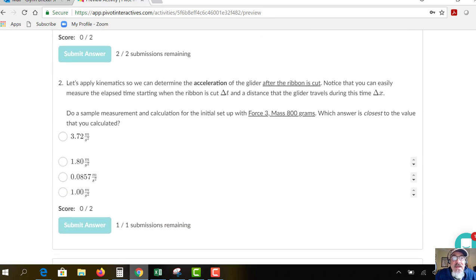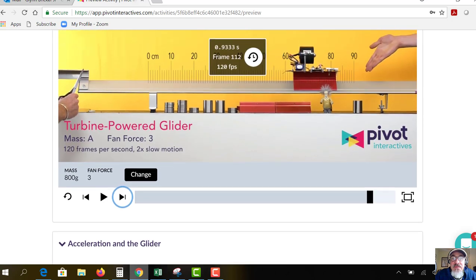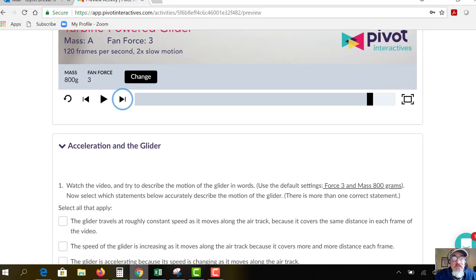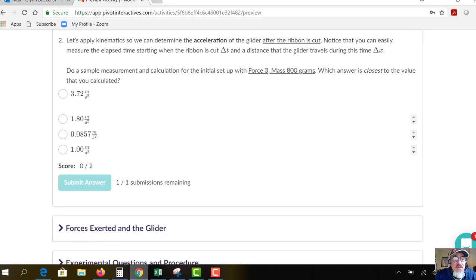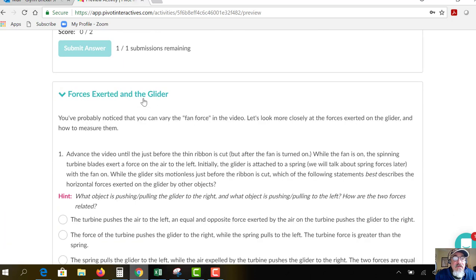Question 2, let's apply kinematics. So I sort of just ran through how to do that. You should be able to use kinematics and calculate what the acceleration should be. So be careful, these answers are in meters per second squared. This meter stick here actually measures in centimeters, so be careful with the units. Okay, good.